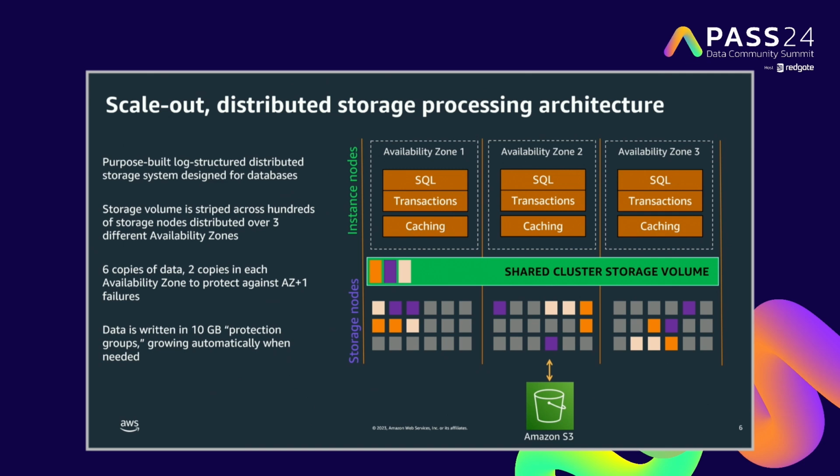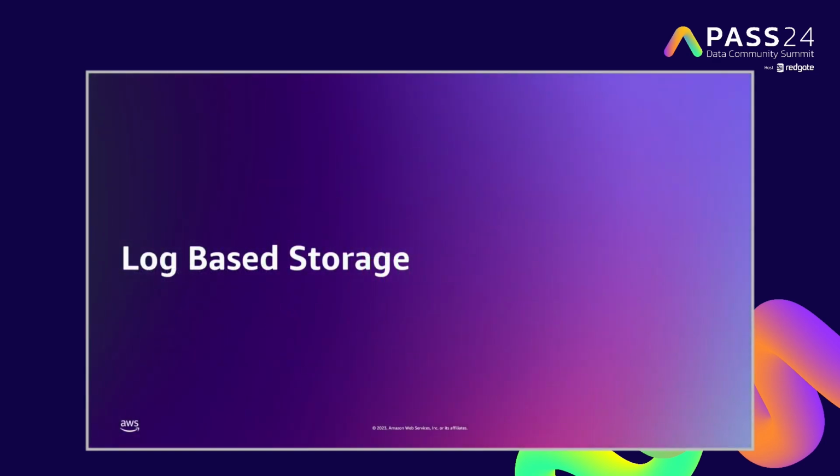Right? And we also take backups continuously to an Amazon S3 bucket. You don't need to schedule any backups in Amazon Aurora. And it's a log-based storage. I'll cover what a log-based storage is in the next slide. So the storage architecture of Aurora makes Aurora highly fault tolerant, reliable, and highly available. Right? Okay. So let's look at the log-based storage.